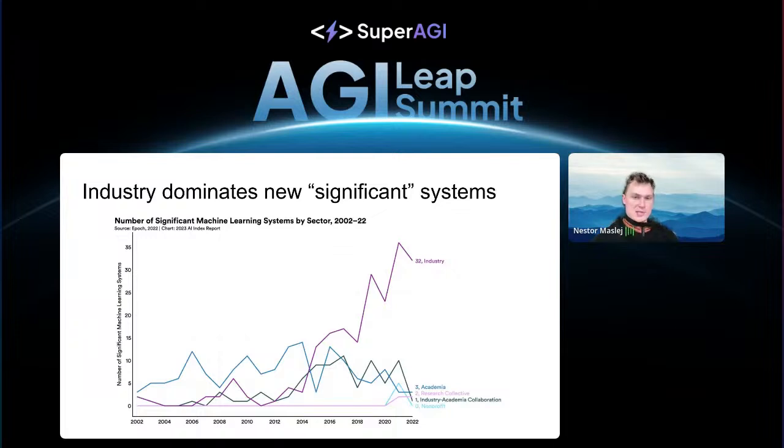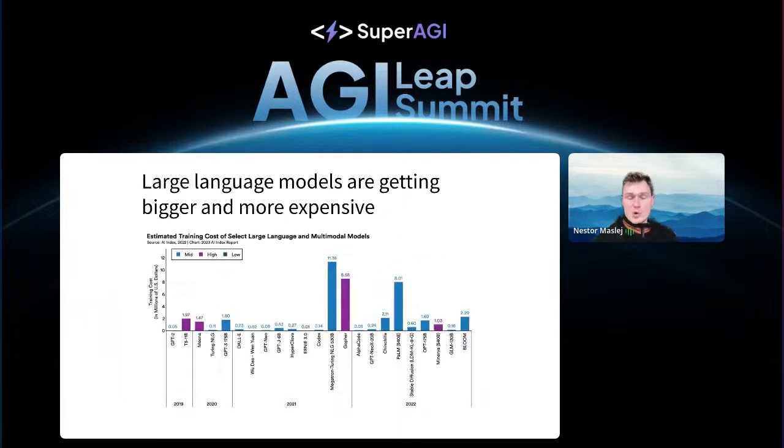You'll notice that since 2014, industry has really taken over as the predominant source of models, whereas once it used to be academic institutions. You might be wondering, why is this the case? What gives? Is it the case that industry is hiring better talent? Is it the case that people in industry are simply more motivated? We speculate that it mostly has to do with resources and that large language models, these frontier AI systems, are getting bigger and increasingly more expensive.